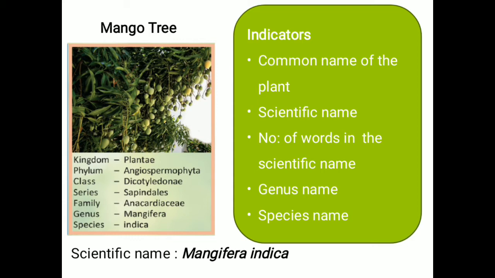Then you have to identify the scientific name of the plant. It is given here. So you have to find out the scientific name, the number of words in the scientific name. So from the scientific name you have identified, you have to find out the number of words in it. Then you have to further identify the genus name and then the species name. And the genus name and species name you can identify from the taxonomic hierarchy given.